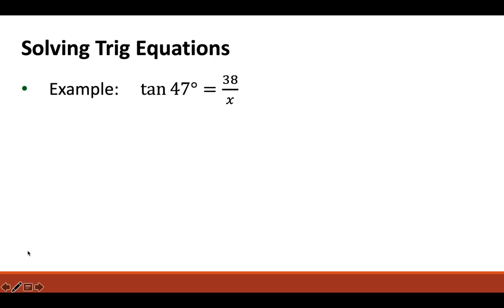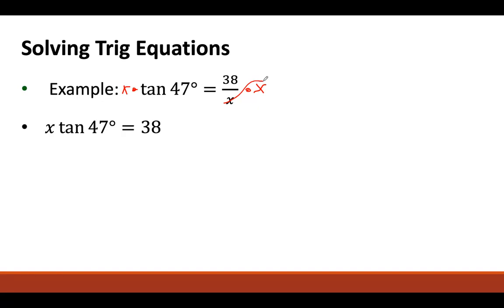Pause this video so you can try this on your own, then resume when you're ready to see the answer. Okay, let's go over the answer. So first, we are going to multiply both sides of the equation by x to cancel x on the right side and to get it out of the denominator.